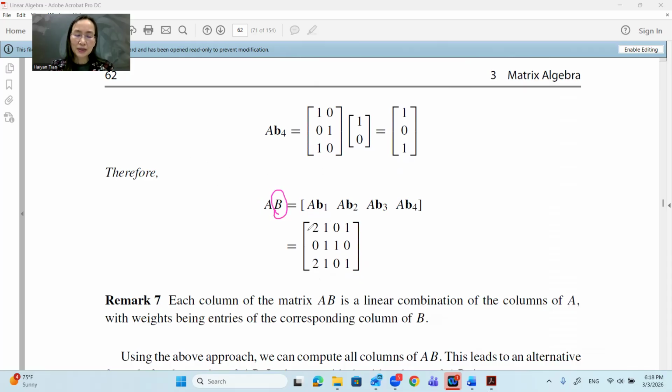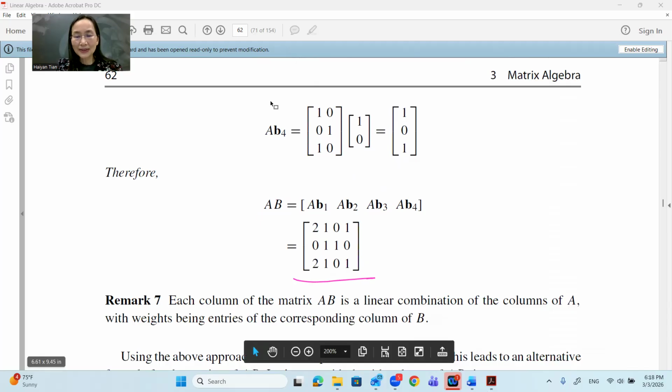This B, we denote that matrix B by 4 columns. You see? There are 4 columns. And A times each column of B gives the corresponding columns of the product matrix. Okay, that's an example. So you can do the matrix product.